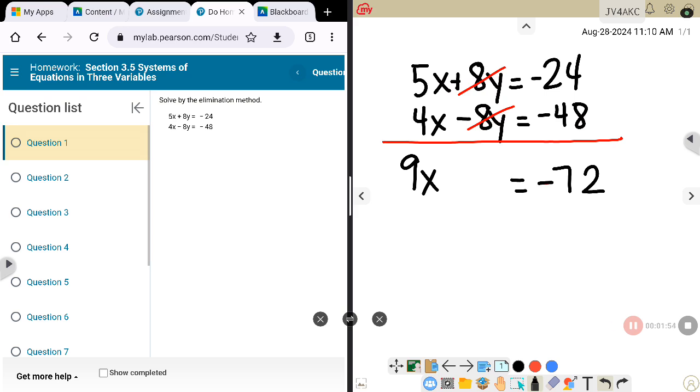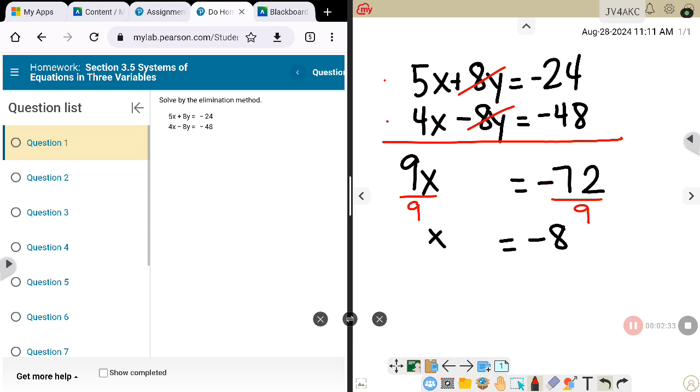Now I can solve, so since my y's eliminated, now I'm just left with the equation 9x equals negative 72. So I can solve this for x. So I'm going to divide both sides by that 9. So I have x equals negative 72 divided by positive 9 gives me negative 8. Once you have solved for one of the variables, now I know that x equals negative 8. I can take that solution back to either one of these top two equations and replace the x with that negative 8 and solve for y.